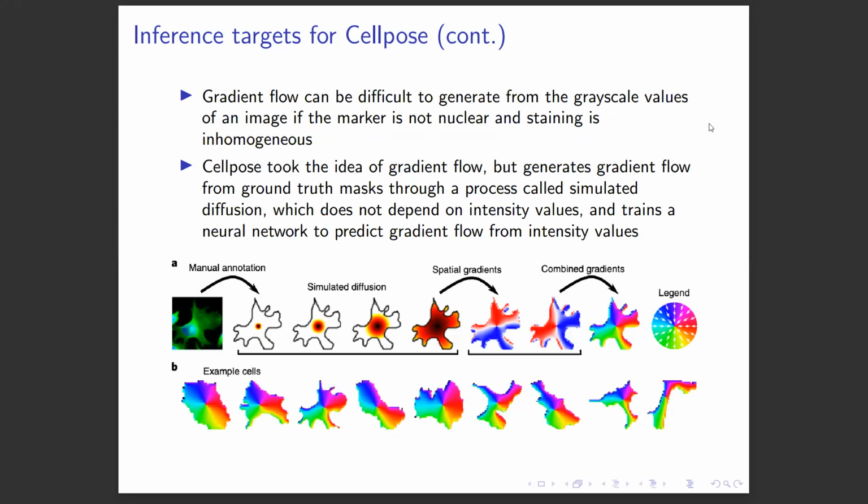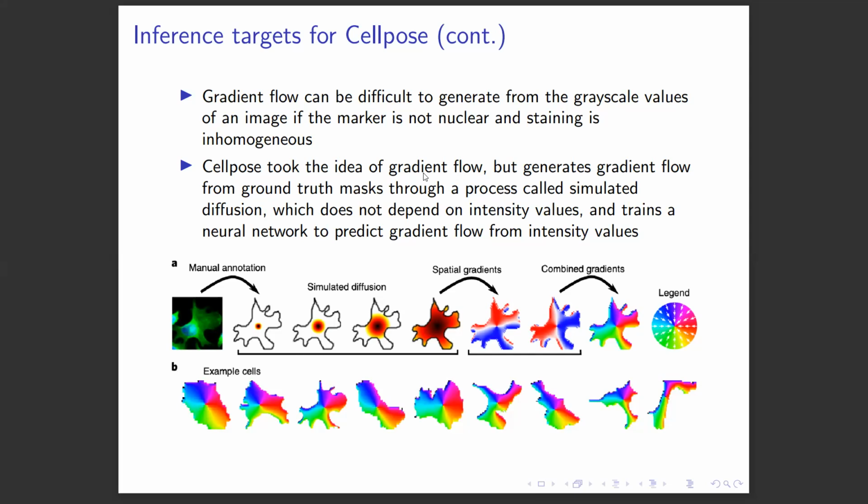When deep learning comes along, people took the idea. They say, okay, Cellpose takes the idea: given a picture, they're going to predict a gradient flow from the picture based on a mix of pixel intensities. But to train a model to do that, you need to have training data. So in the training data, you need to have the gradient flow.